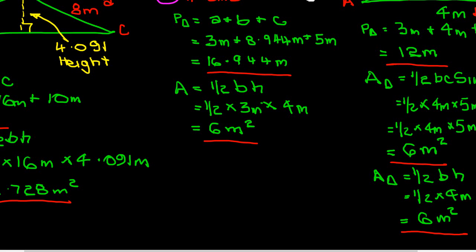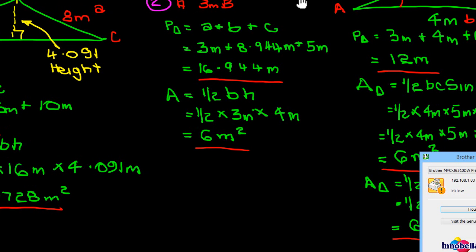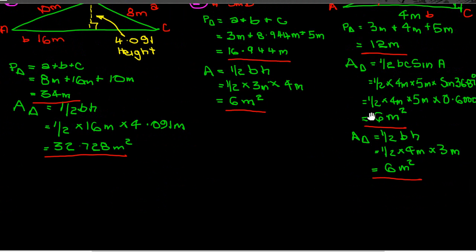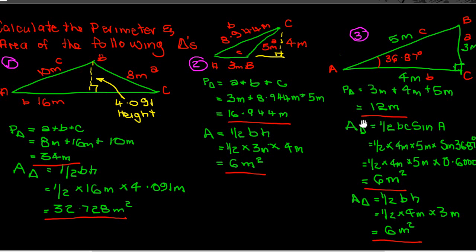The actual sine is dimensionless. It is a ratio, so it doesn't have any dimension. So the units are accounted for in that instance and in the bottom instance. So there you are, a very simple look at the area and perimeter of a triangle.